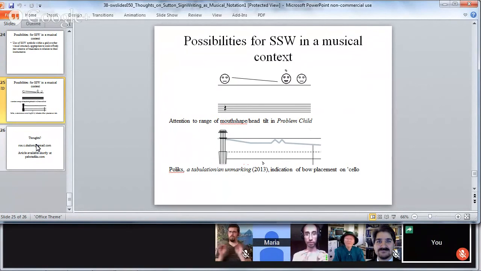So for example, a mouth shape with a certain International Phonetic Alphabet symbol, what makes it different enough in a non-linguistic context and an artistic context? It's interesting because there's nothing for the performer to work against or to work with in interpreting these symbols, so it's kind of completely up to them how to use Sutton SignWriting to realize a piece of music.